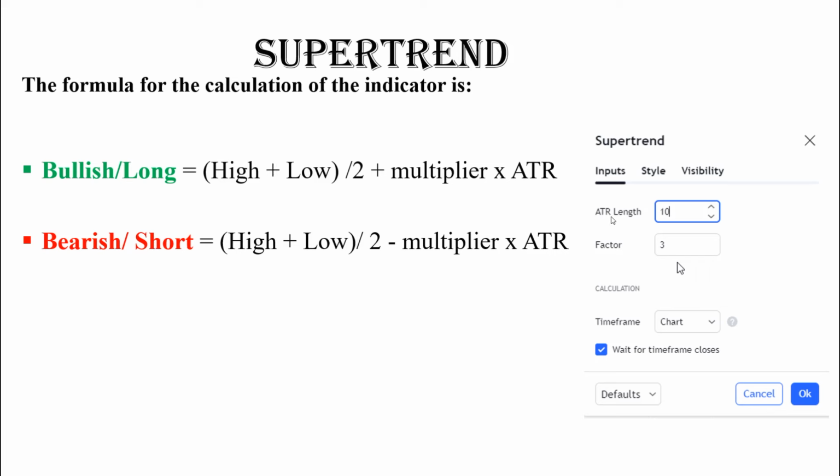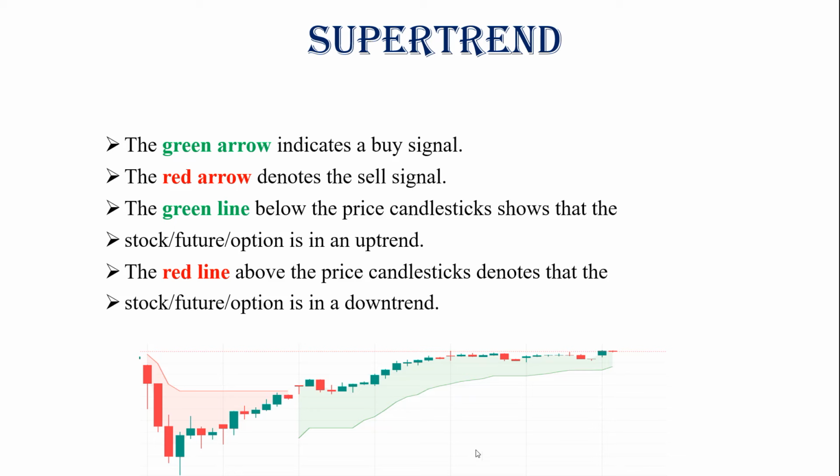Here we have two factors under the inputs, that is ATR length and the factor, which is the multiplier. We can change the ATR length, and we can also change the factor, the multiplier. Now we can see what the red and the green line in the SuperTrend indicate.